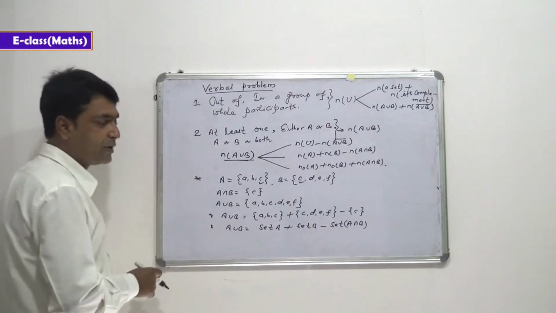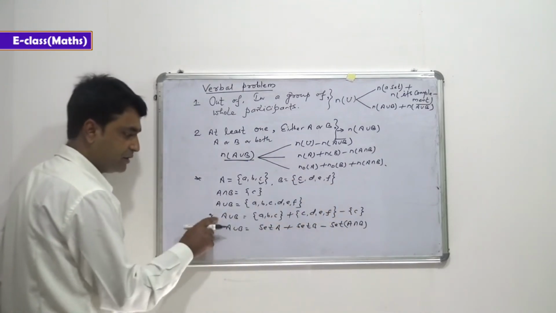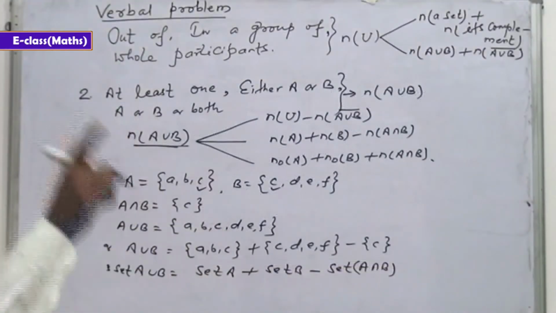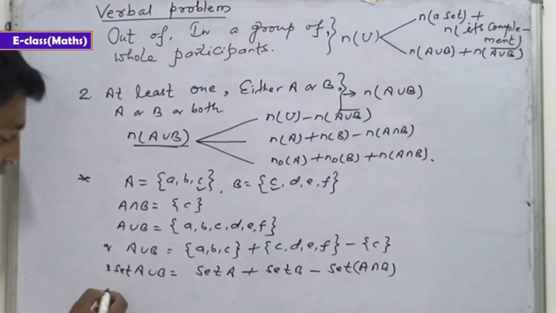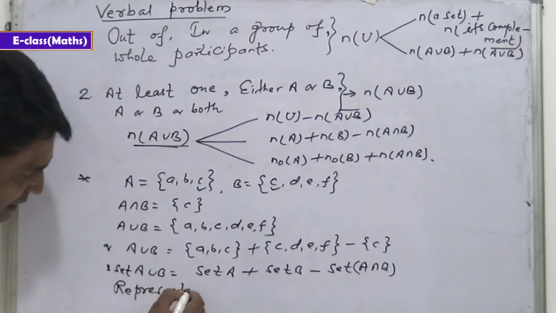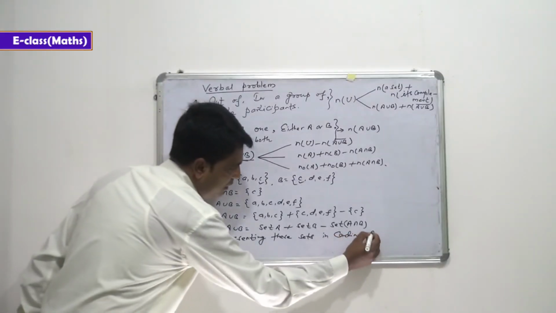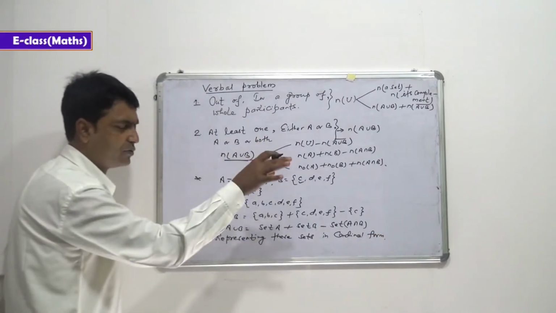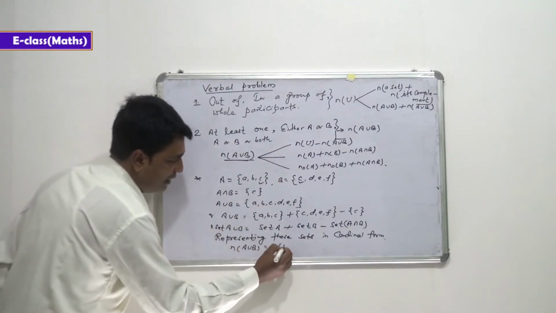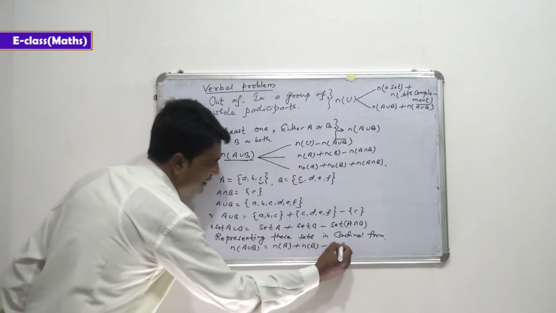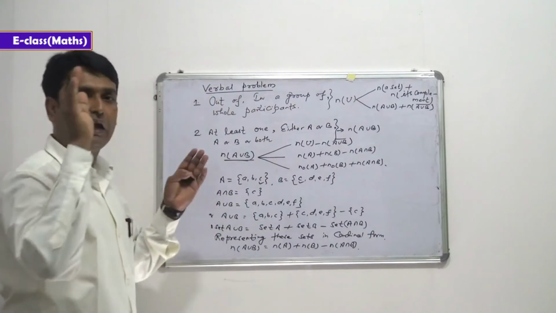Move further. Now we are going to represent these sets under this circumstance. If two sets are equal in cardinal form, obviously equal in elements, then their cardinal form must be equal. So representing these sets in cardinal form: n(A union B) is equal to n(A) plus n(B) minus n(A intersection B). We did nothing, we just put n in front of each set. I hope you should have understood it.